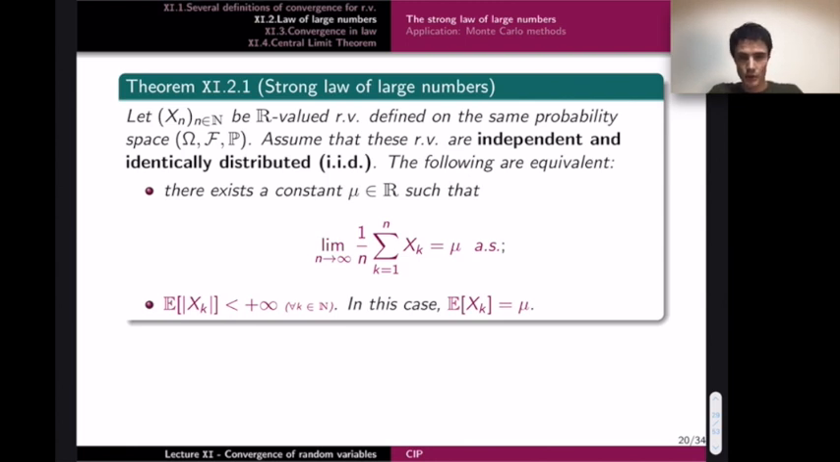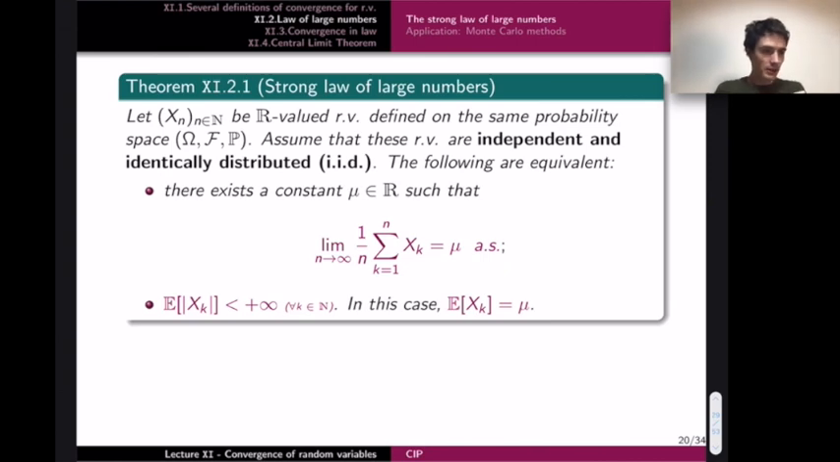More usually it's read the other way around. That is, if the first moment is finite, then I deduce this convergence. That's usually how we apply it. If I have an IID sequence with finite first moment, then I have almost sure convergence of the empirical mean to the actual mean. I call this the strong law of large numbers because it refers to the fact that this is an almost sure convergence.